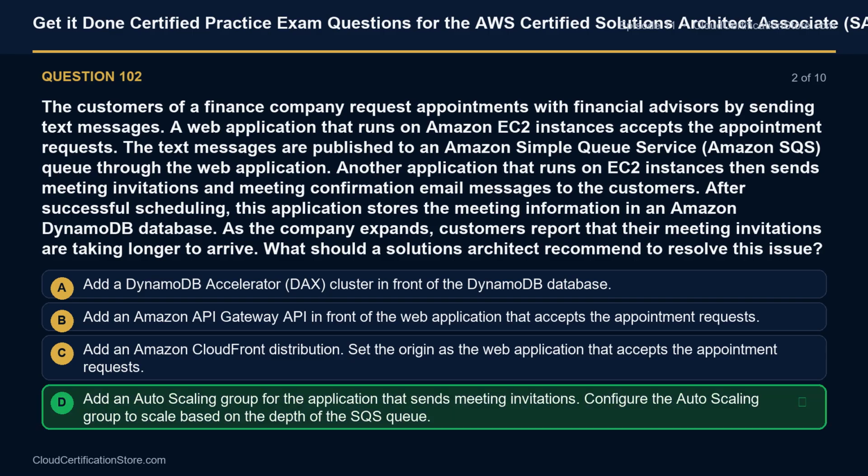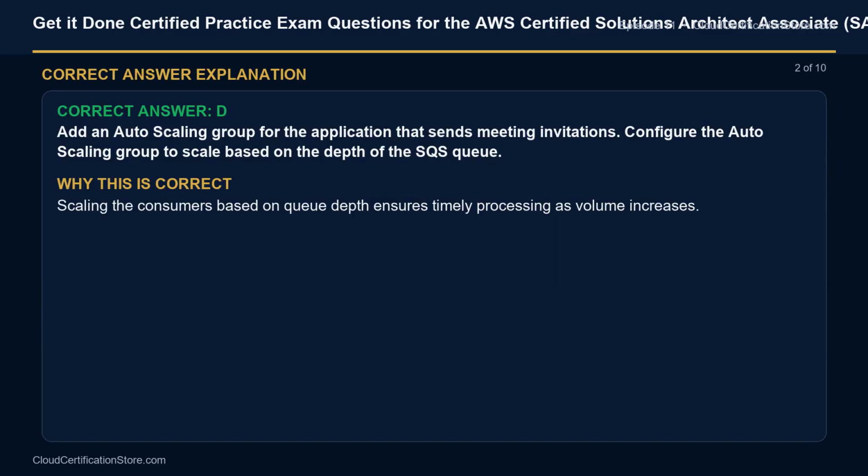The correct answer is D. Add an auto scaling group for the application that sends meeting invitations. Configure the auto scaling group to scale based on the depth of the SQS queue. Explanation. Scaling the consumers based on queue depth ensures timely processing as volume increases.